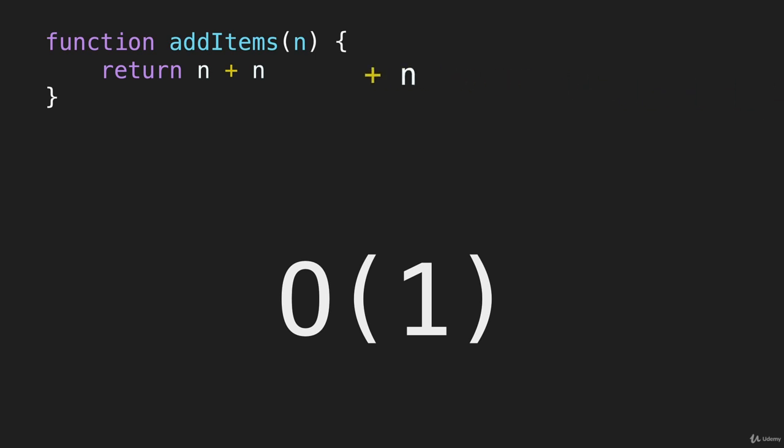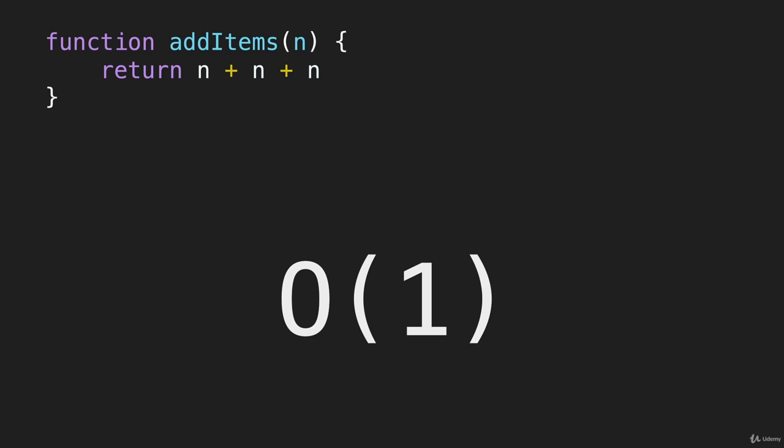Well, what if we add another addition? Now that's 2 operations, right? O of 2. And as you may have guessed, we're going to simplify this and make it O of 1. So O of 1 a lot of times is referred to as constant time. In this situation where we have 2 additions, it's 2 operations. That is constant, no matter what n is. The number of operations does not change as n changes.